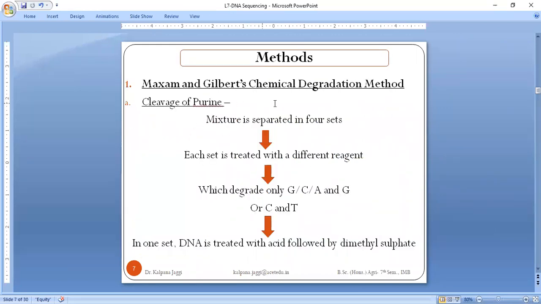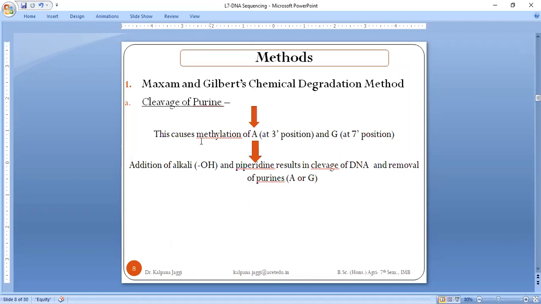So see, the cleavage of the purine mixture is separated into 4 sets. Each is treated with a reagent that will be degrading G. In one set, we have added dimethyl sulfate, and methylation is taking place. Two types of purines are there. If adenine is located at the place of G, as I have shown, this is the structure, no?